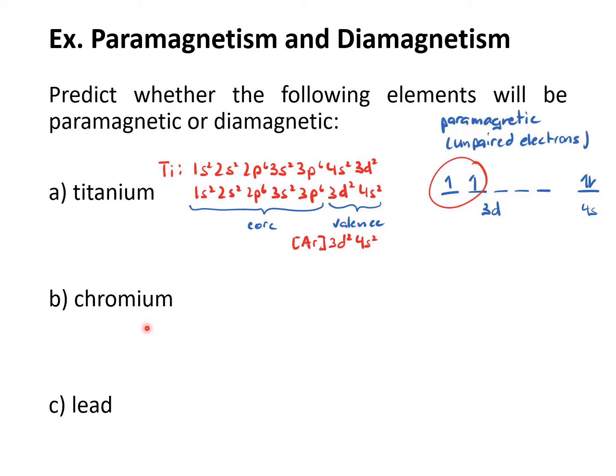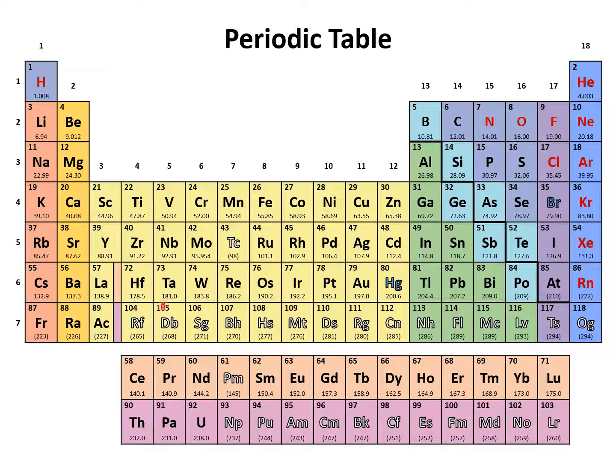Next we take a look at chromium. Looking at the periodic table, we see that chromium is atomic number 24, and therefore should have 6 valence electrons. So writing the electron configuration for chromium, we have 1s2, 2s2, 2p6, 3s2, 3p6, 4s1, 3d5.